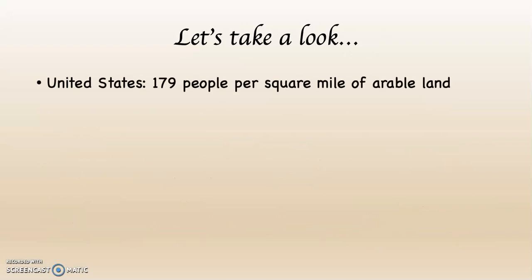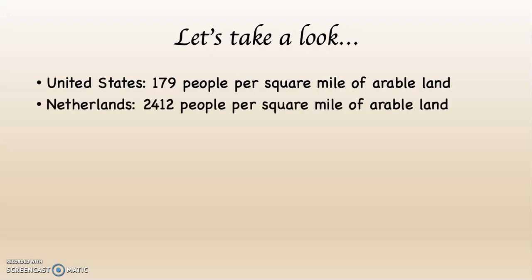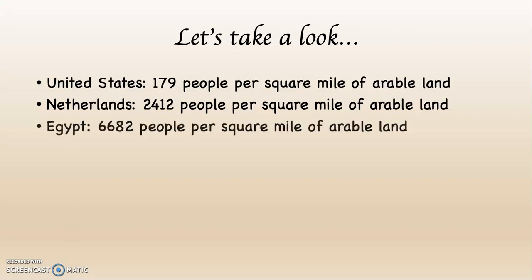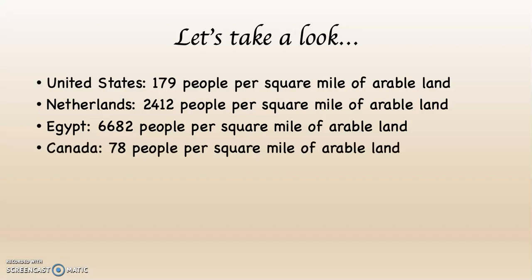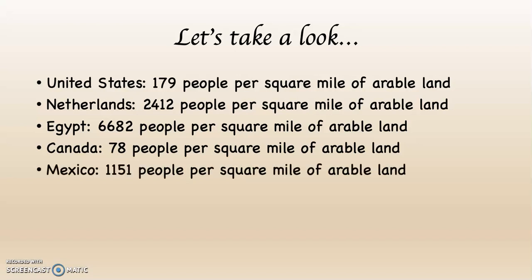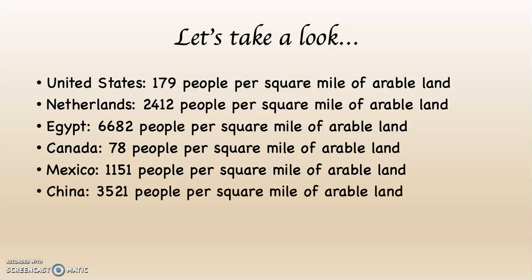Let's take a look. With the United States, we have 179 people per square mile of arable land. The Netherlands, it's 2,412 people per square mile of arable land. Egypt, 6,682 people per square mile of arable land. Canada, 78 people per square mile of arable land. Mexico, 1,151 people per square mile of arable land. And China, 3,521 people per square mile of arable land.